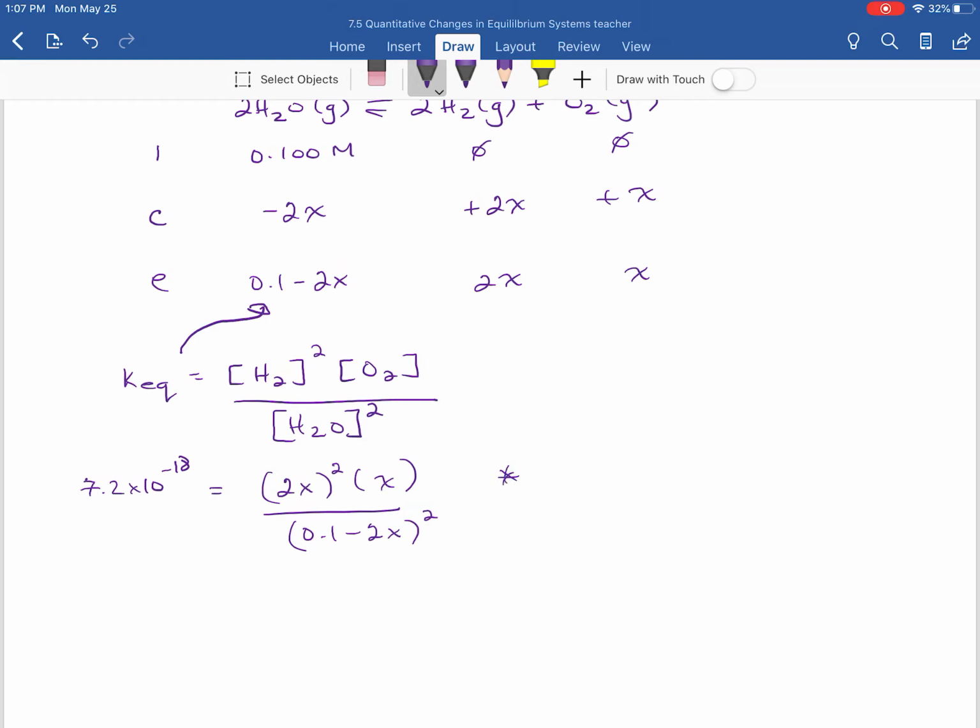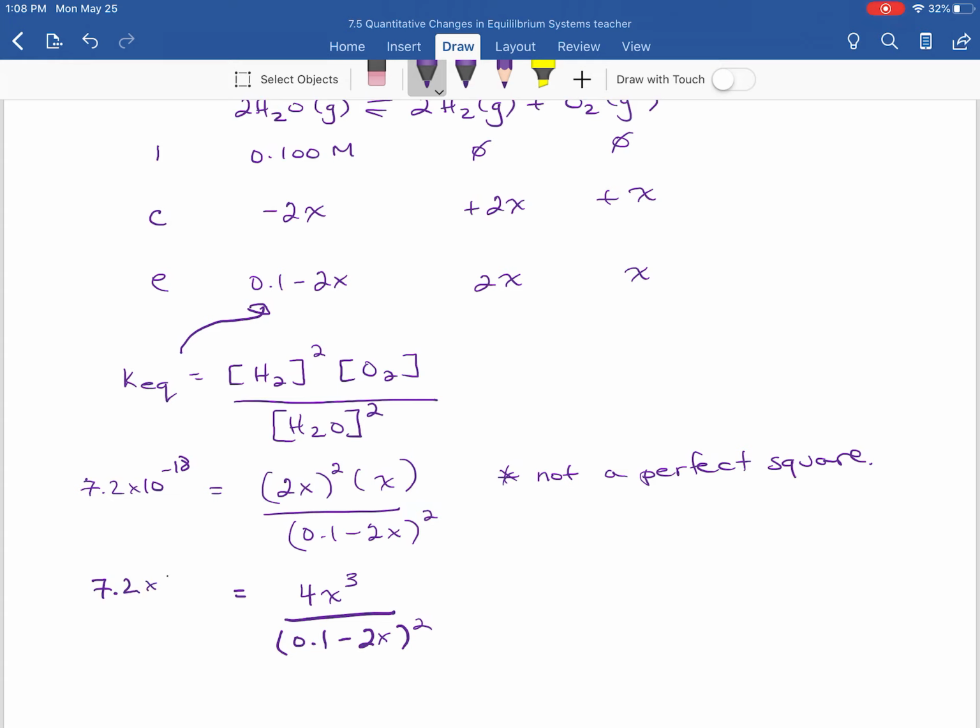So as you can see, it's not a perfect square. We're going to have to find another way to solve for x. So let's just expand these terms. So this is going to be 4x cubed, because 2x, all quantity squared, is 4x squared, times another x is 4x cubed. So we're not going to be able to do what we did before and just take the square root. In this case, we're going to have to employ some other things.